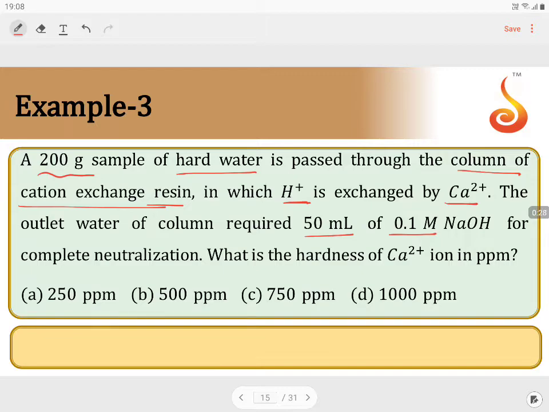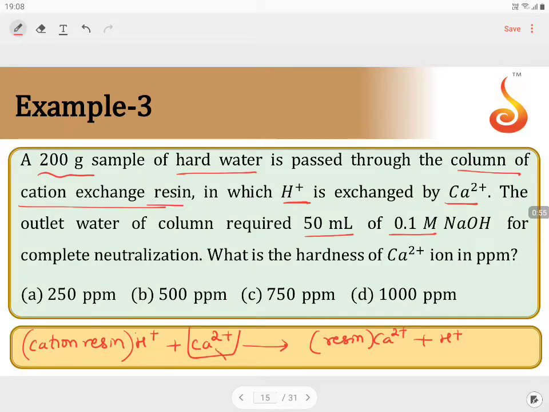But children, one point you have to understand here is that a cation exchange resin removes all the cations. The resin will be full of H+ ions. When it is reacted with Ca2+, the resin takes away all the calcium and gives away H+ to the water. So now this is your water containing Ca2+ ion.